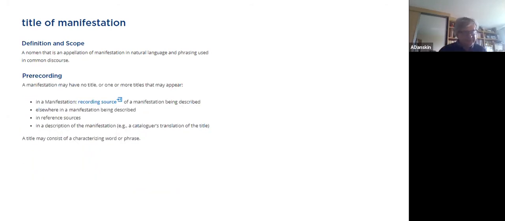RDA has its own pre-recording guidance. So it tells you that a manifestation could have one title or many or more titles. It also tells you where you might find the title. And it says a title may consist of a characterizing word or phrase.